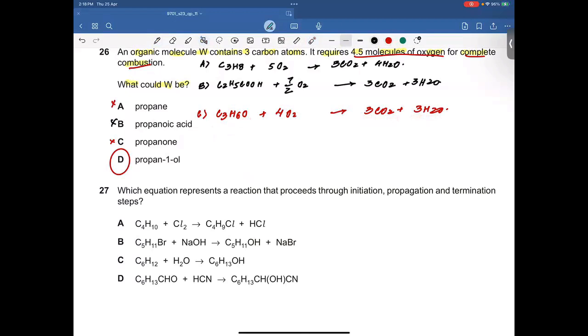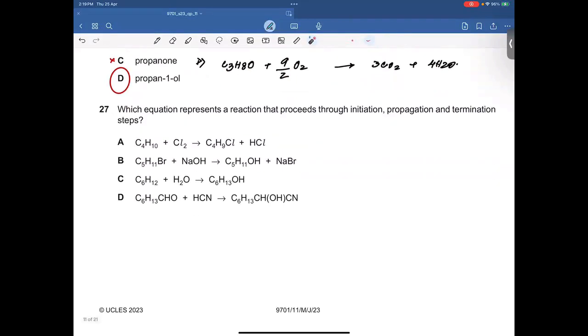Let me give you the option or equation. Propane 1-ol, that is C3H8O. If you treat it with oxygen, you will get carbon dioxide and water. So we have 3 carbon, 8 hydrogen. Let's talk about oxygen. 3 times 2, 6. 6 plus 4, 10. We have 1. 10 minus 1, 9. So it's basically 9 upon 2. So that basically 4.5, which requires 4.5 moles of oxygen.